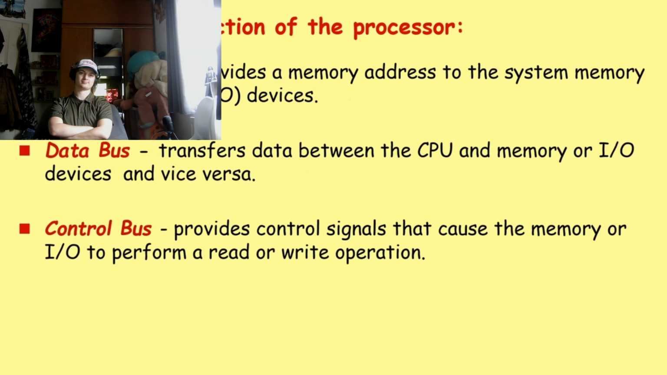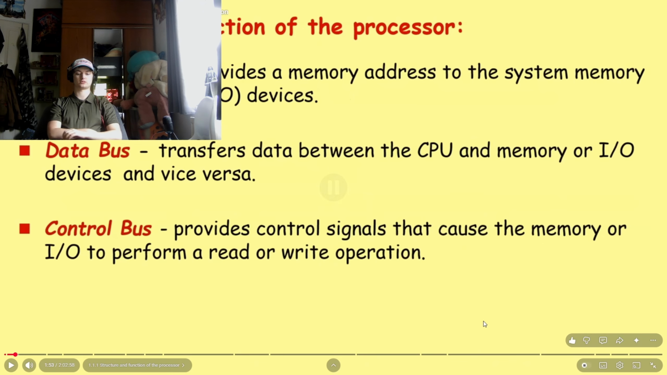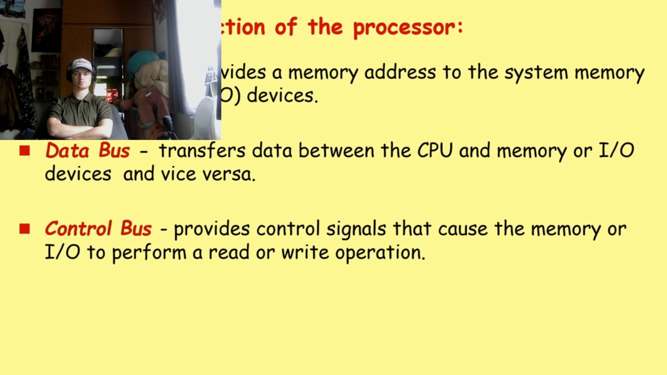Buses, we all love buses. Buses are great. The address bus provides a memory address to system memory or input-output devices. The data bus transfers data between the CPU and memory or I/O devices and vice versa. And the control bus provides control signals that cause the memory or I/O to perform a read or write operation.